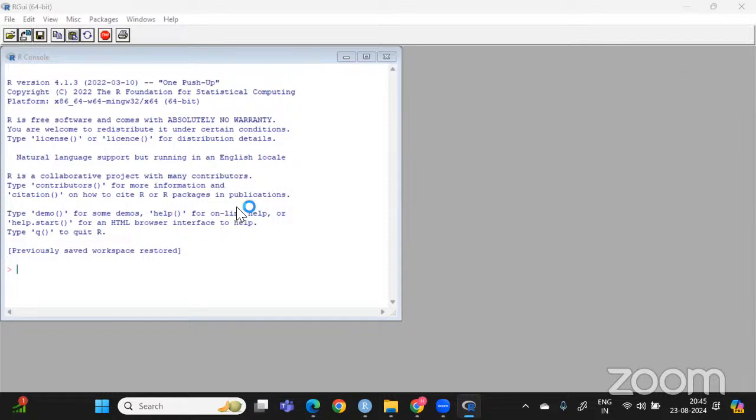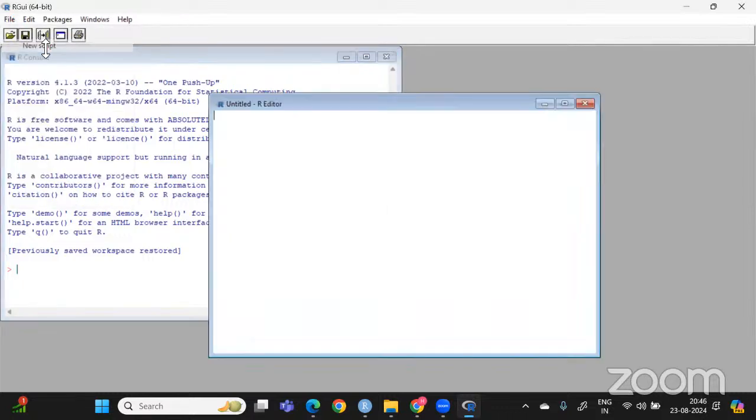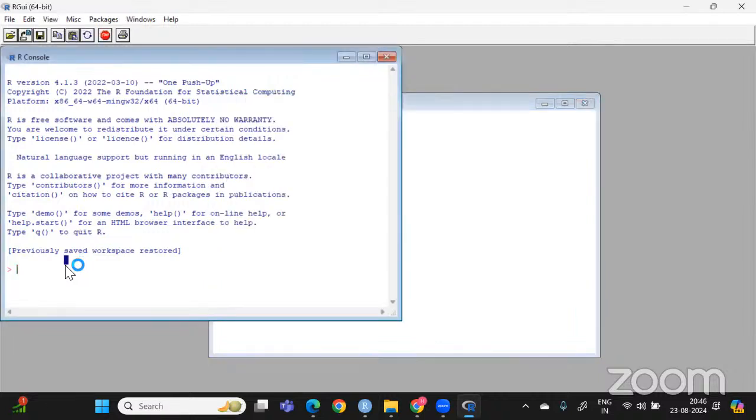So this is the interface of our software, and you can see that it is not very user friendly. You have to write the code here. Whatever code you write here, if you want to execute it, you have to first select it, then use Control plus Enter. Let me see. Copy it and paste it, and you will get the response.